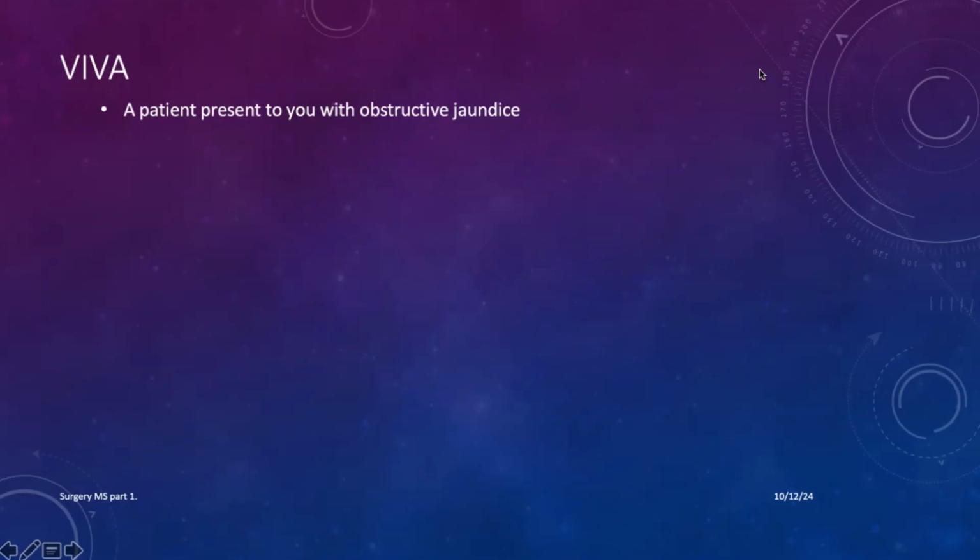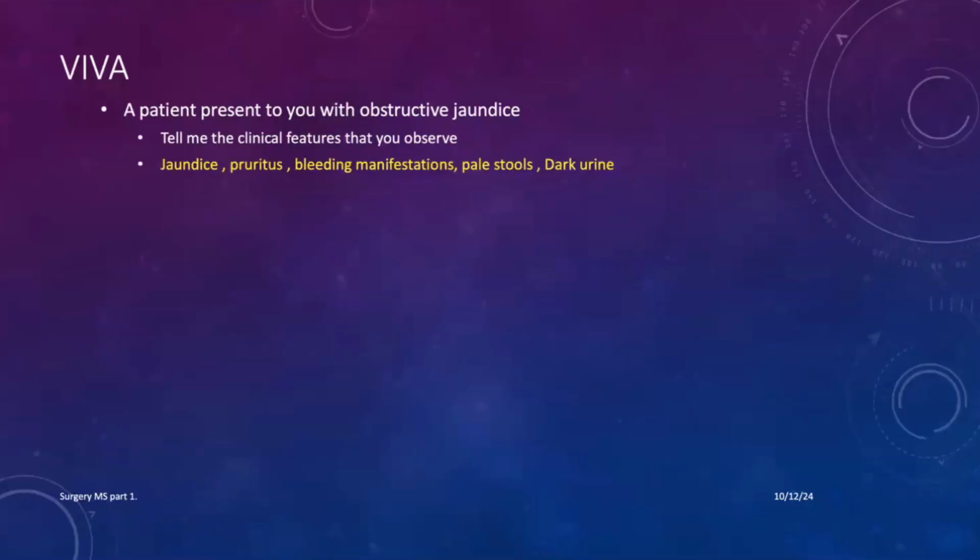So Amila, you will get a question as this viva goes on. A patient presents to you with obstructive jaundice. Tell me the clinical features that you observe. What sort of clinical features will you see, Amila? There will be icterus, darker urine and itching. Right. So there will be jaundice, pruritus, bleeding manifestations, and if you ask in the history, the patient might say there are pale stools and dark urine.